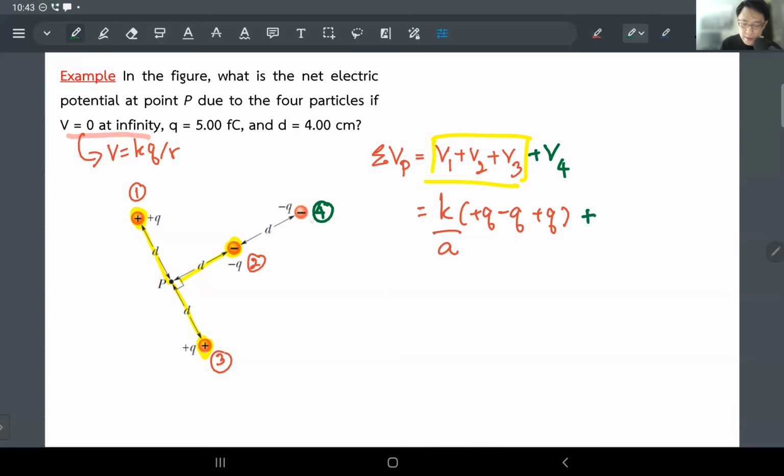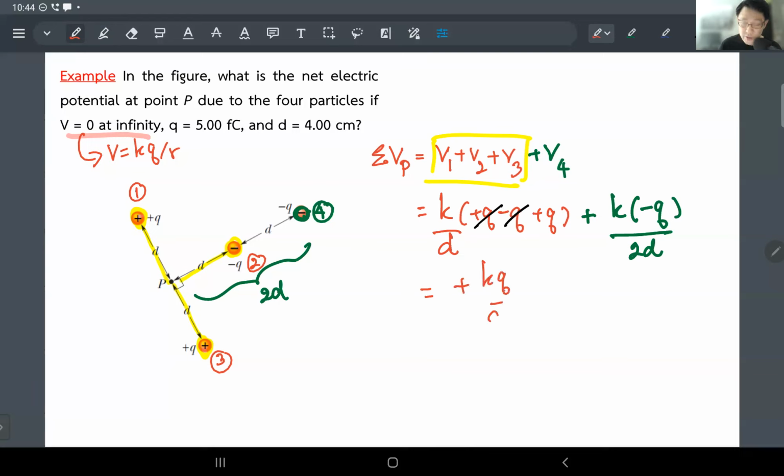Plus, now what about charge number 4 here? It's just out here, and the distance is 2D. So it's going to be K, the charge generating that field is negative Q, divided by 2D. Not A, sorry, D. There you go. All right. Nice. So let's work on the first one. These two cancel. So I'm getting positive KQ over D from the first term plus negative KQ over 2D from the second term. And at the end, that's your final conclusion. Your net potential at P is going to be positive KQ over 2D. And you are done.